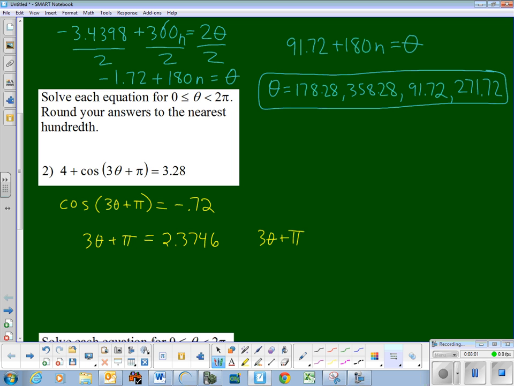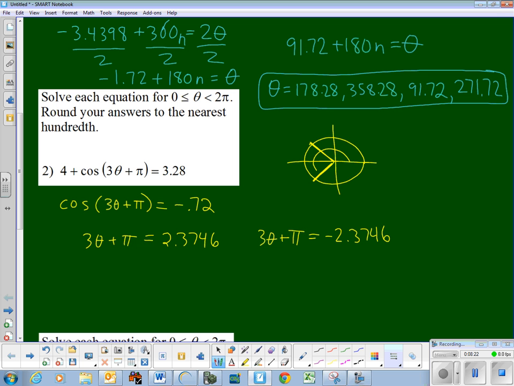Go ahead and separate them into two separate equations. I could have said that negative version in a couple ways. So let's see, 2.3 radians. That's going to be somewhere over here. And then negative 2.3 would be there.